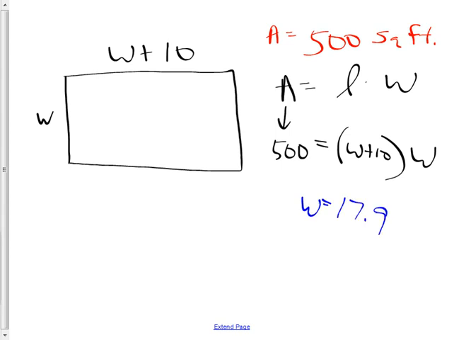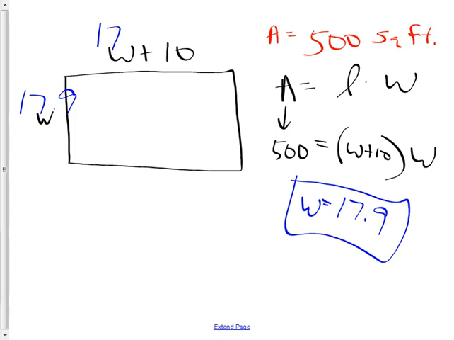What if they asked you for the length, and you, after all that work, put 17.9? Do you get what I'm saying? Don't just assume that the number you've got at the end is your answer. That is the width. So if they want the dimensions, you'd have to give both answers. Or if they just want the length, you'd have to give the 17.9 plus 10, which would be 27.9. So just be careful you actually answer the question that they asked you.